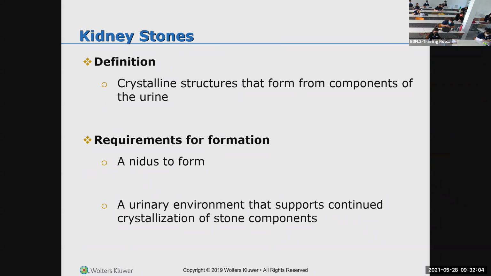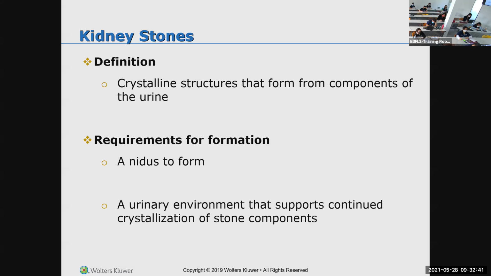By definition, these are crystalline structures that form from the components of urine. In the urine, there are some chemicals that lead to the formation of a nidus or nucleus, on which all those chemicals start sedimenting. That leads to the formation of stone.